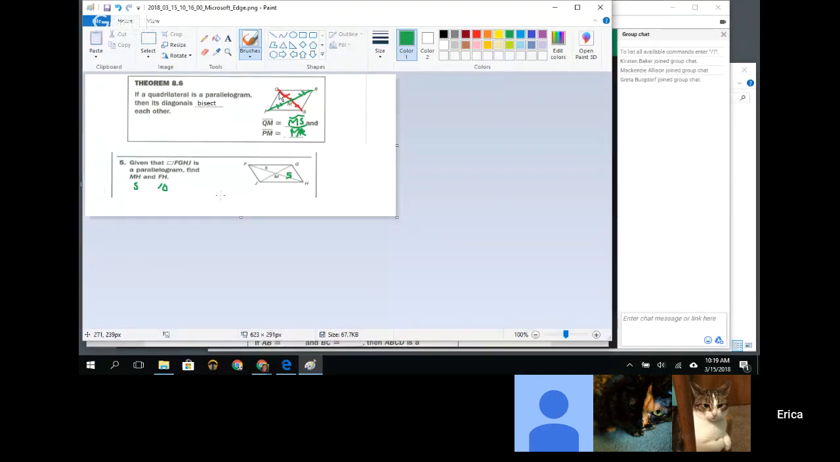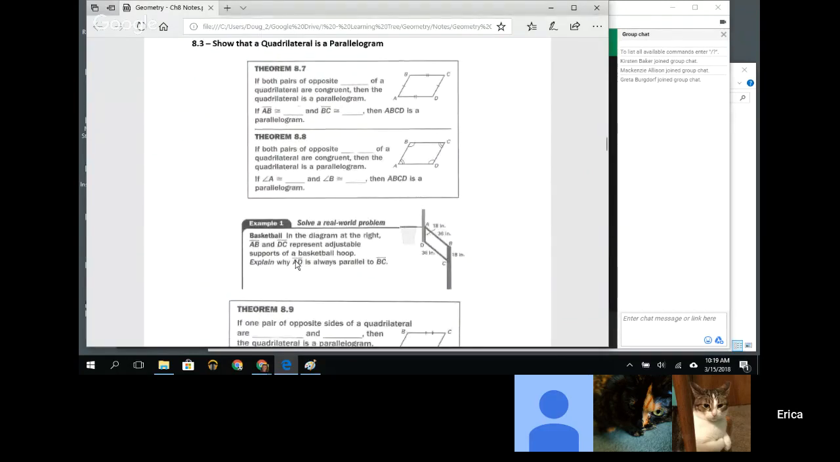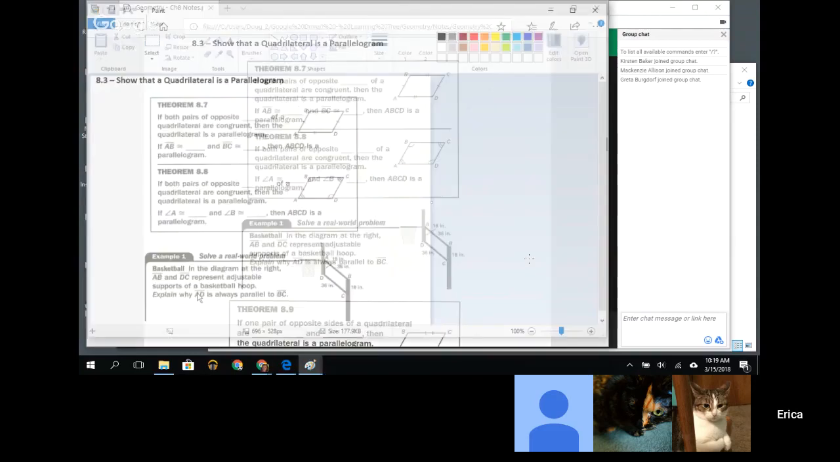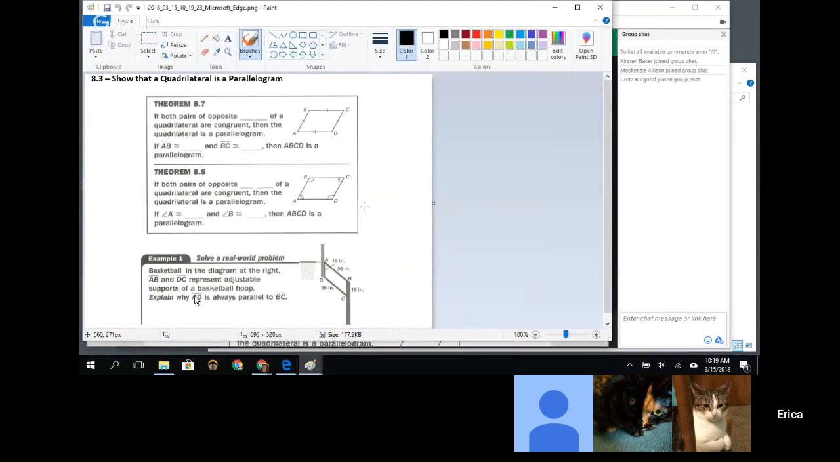So now we're going to talk about 8.3. This kind of is the opposite of 8.2. In 8.2, we started off with, we have a parallelogram, so we know the opposite sides are congruent. So these are basically the converse of 8.3 and 8.4. So this is basically the opposite of theorem 8.3. And this is basically the opposite of theorem 8.4.